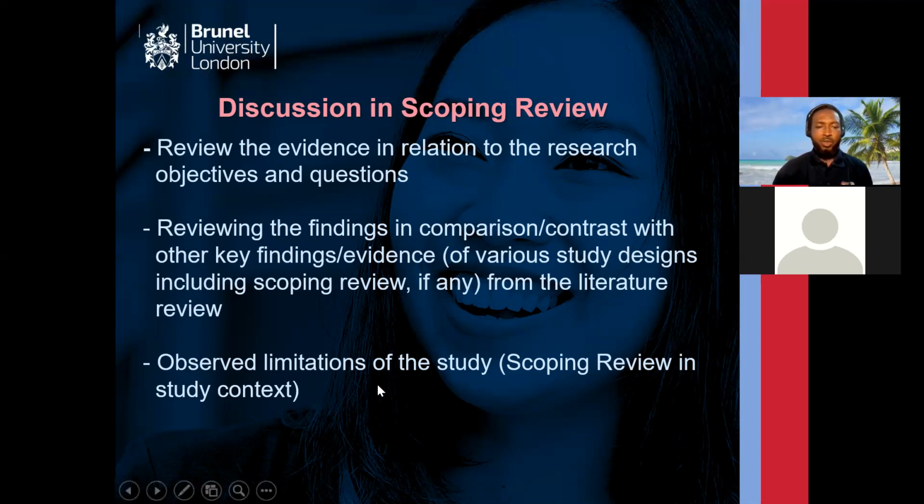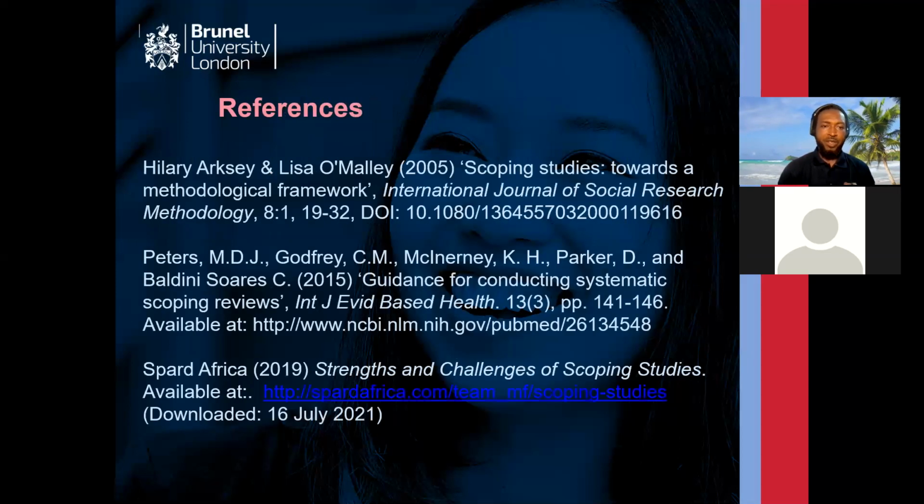Last, you want to look at the limitations of your study with the scoping review in context. You've seen that there are a whole lot of weaknesses and challenges that a scoping review could pose, so you see how they relate to and affect your own study, and you bring out those limitations in the context of your study. That will be fine. I didn't mention it here, but for the conclusion, like I said, you run it as if you're responding to your research question based on the evidence you have. That is that. And lastly, these are the references.